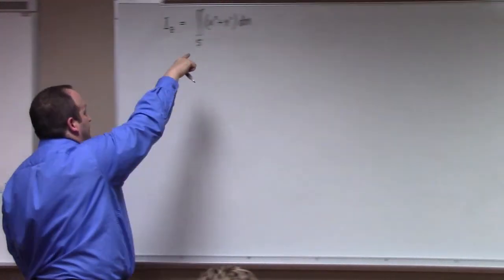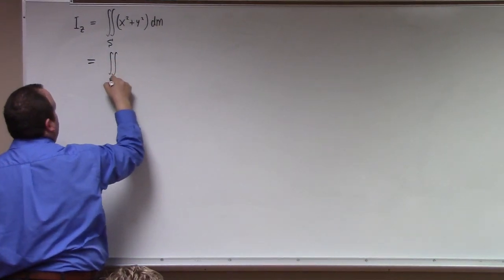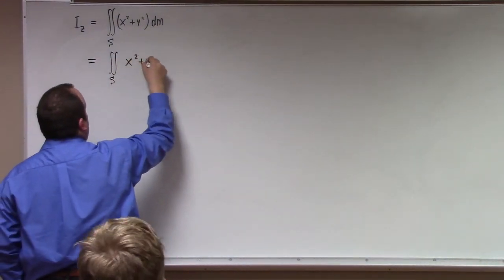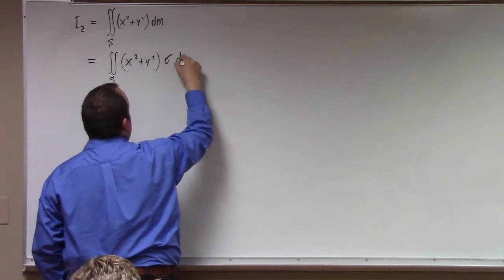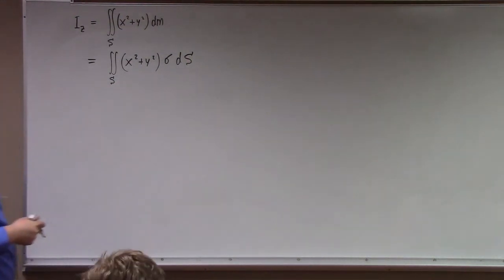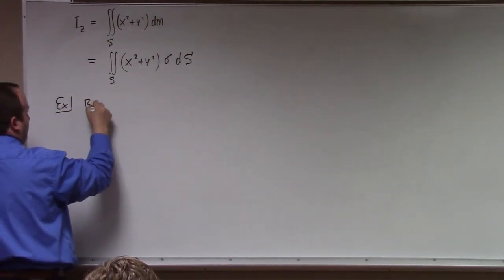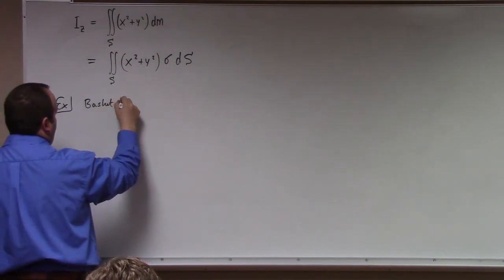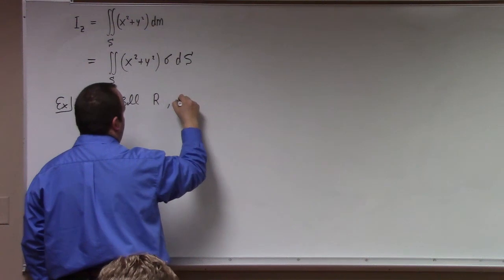So what would this mean? This would mean you integrate over the surface x squared plus y squared. Your dm, you do sigma ds in this context. Let me be less ethereal. Let's actually work out the basketball example, okay? Basketball, radius r, mass m.